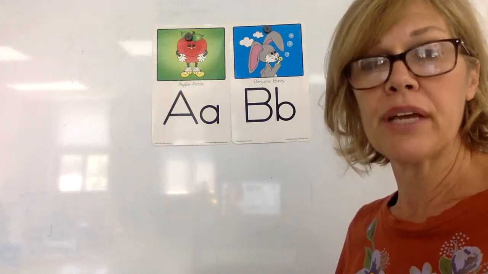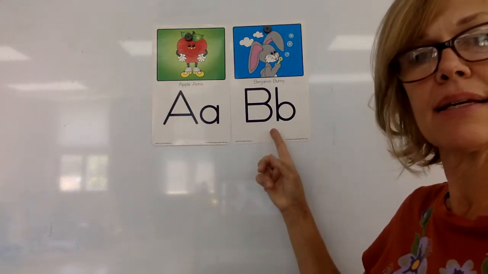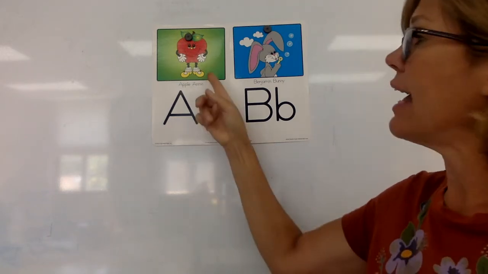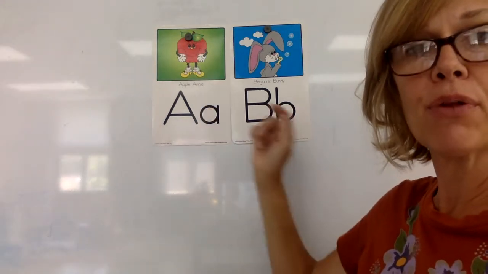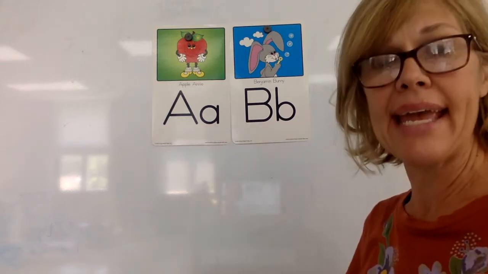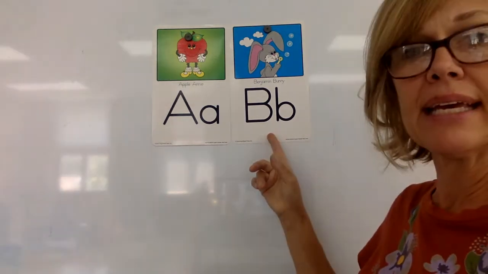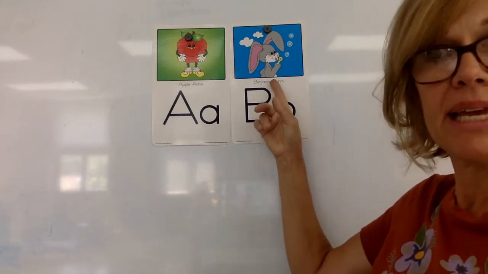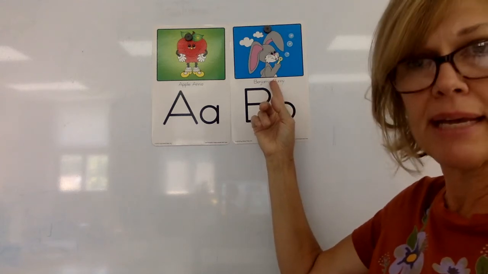So far, we've been learning about 2 letters, the letter A and the letter B. The letter A makes 2 different sounds. It can say a, as in apple, and this character's name is Apple Annie. And both of those words have the a sound at the beginning. A can also say a, as in apron or ape. The letter B makes the sound b, as in bunny, bubbles, and this character's name is Benjamin Bunny.